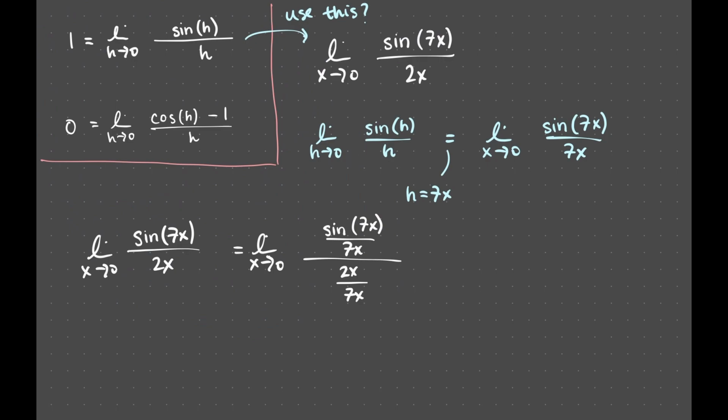Once we've done so, we realize that our limit is equivalent to the limit of sine of 7x over 7x all over 2x over 7x. The denominator is just 2 over 7, which is a constant.